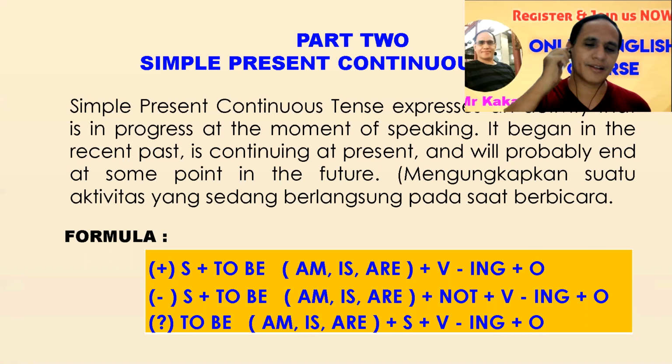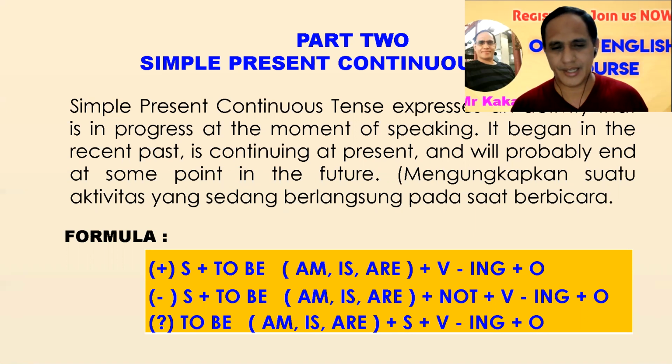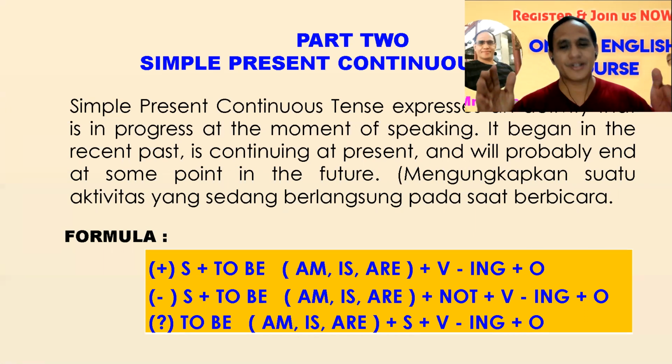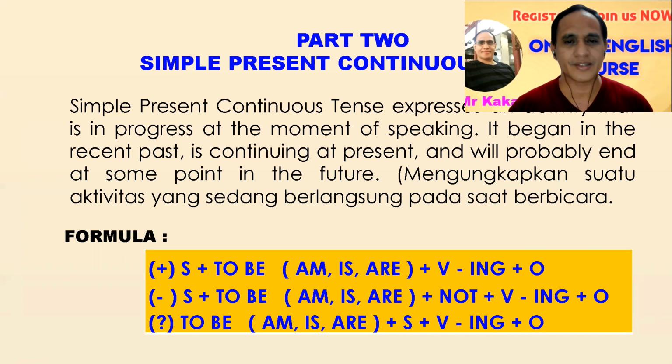And the interrogative form of simple present continuous tense is to be, am, is, or are, plus subject, plus verb-ing, plus object. This is the basic formula of simple present continuous tense that you have to know, so when you want to make a sentence in simple present continuous tense, it will be easy for you to construct a sentence.